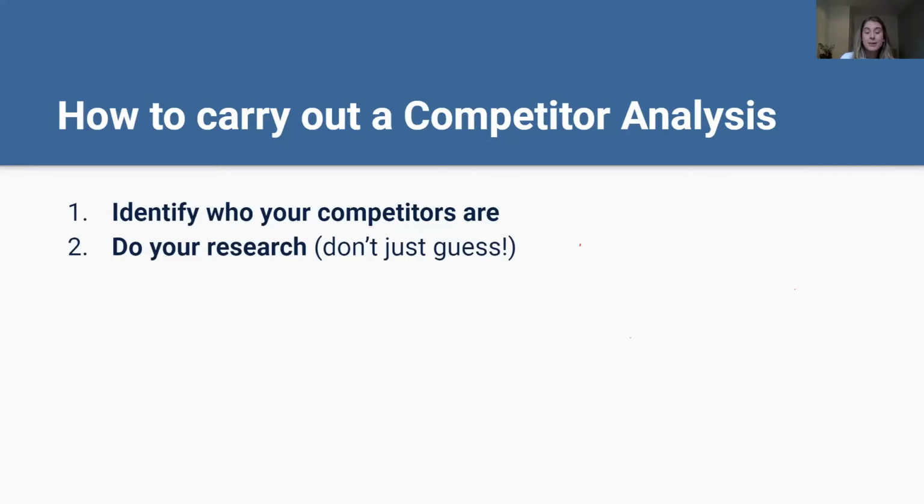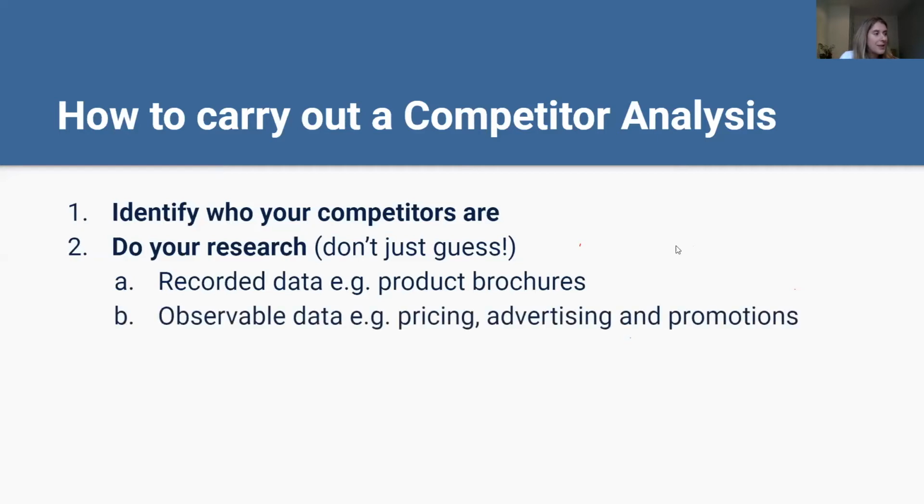So there are different types of data that your students can collect about their competitors. The main ones being recorded data. So that's things that are available in published form, like annual reports, product brochures. Oftentimes only larger businesses will have these. Then there is observable data. So this is all the things that your students can actually go out and see with their own eyes. It's the things that your competitors will make obvious, like the prices on their products, their adverts and promotions.